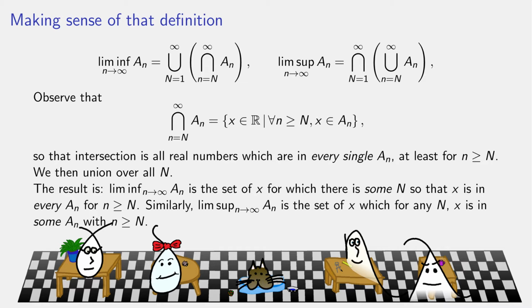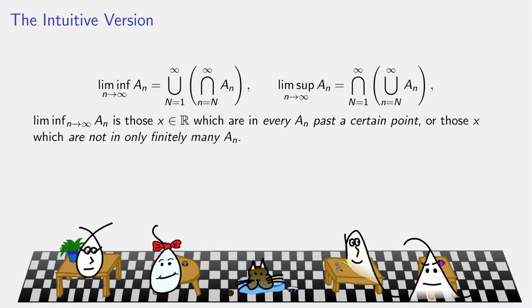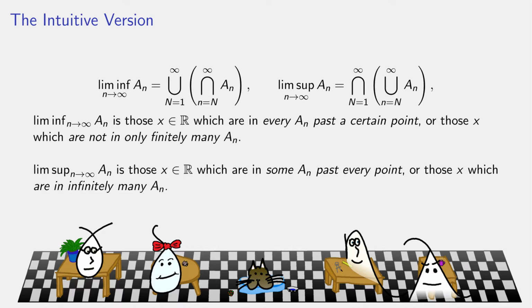Similarly, let's look at the limsup. The union of the a sub n is pretty permissive. To be in the union as n goes from capital N to infinity, you just have to be in some a sub n. But then you must be in the intersection. So for every capital N, you have to be in some set bigger than that. So the liminf are those elements which are in every single a sub n at least past a certain point. In other words, you only fail to be in finitely many. The limsup, in contrast, have to be in some a sub n past every point, and they have to do that infinitely many times.